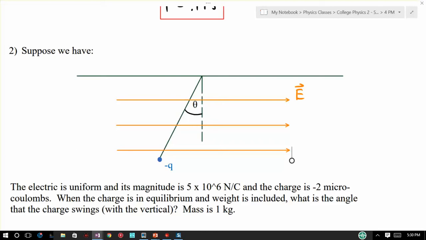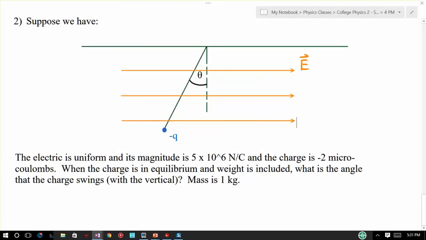Last week we did 2 positive and negative charges next to one another. One of them was on a string, right? And they swung up to some angle. We asked, what is the charge, what is Q? It's the same sort of problem, except it's a little bit different. It's a uniform field, and we're asking for the angle, not the charge itself. But it's the same setup. We set it up the same way as we set up the other problem.